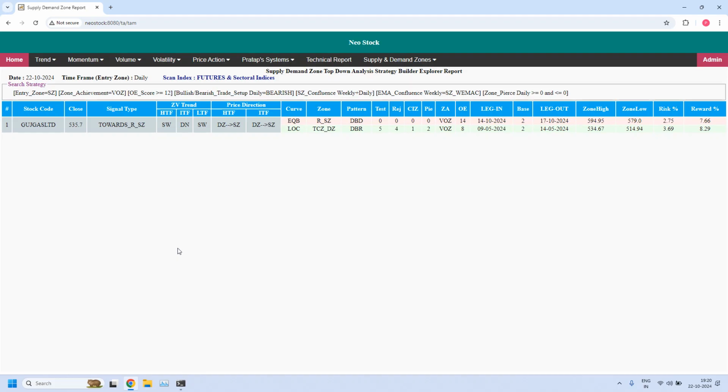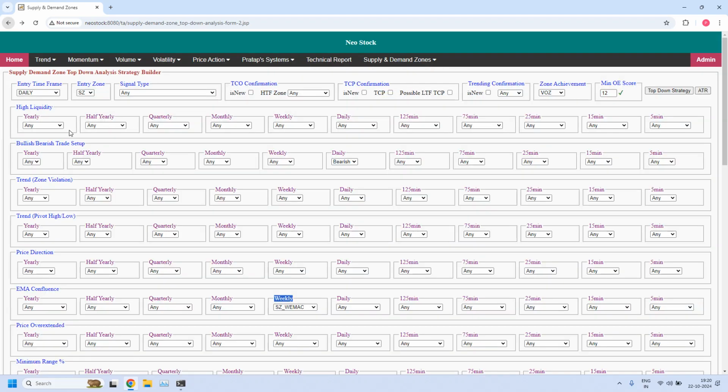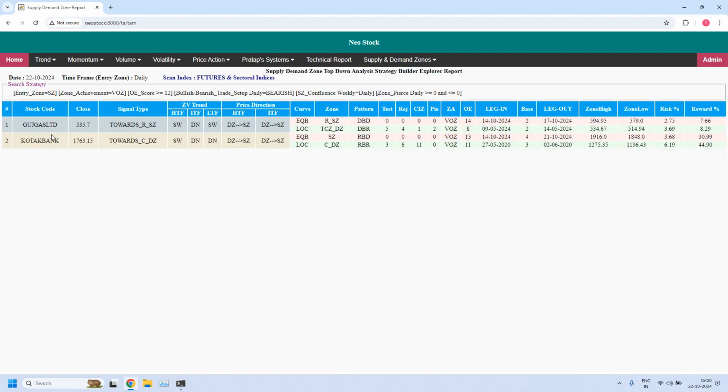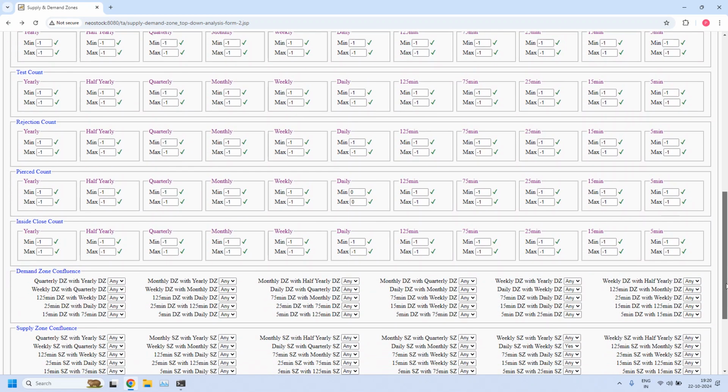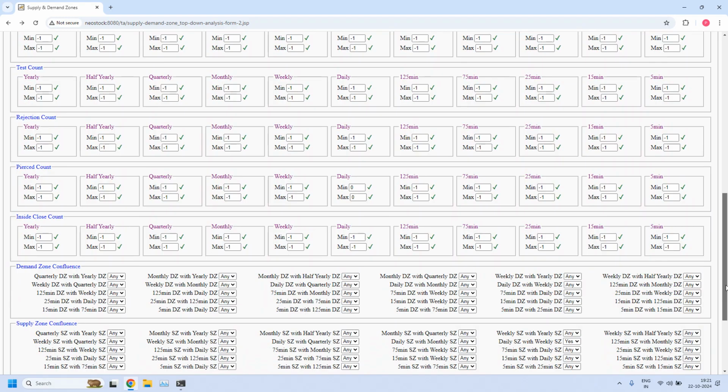Okay, next let us look for LTF, ITF, HTF confluence, all the three. I am removing this EMA filter. Earlier only ITF and HTF, we got two stocks, right? Yeah, two stocks. How many are having even HTF confluence? HTF means monthly. So daily, weekly, monthly confluence.